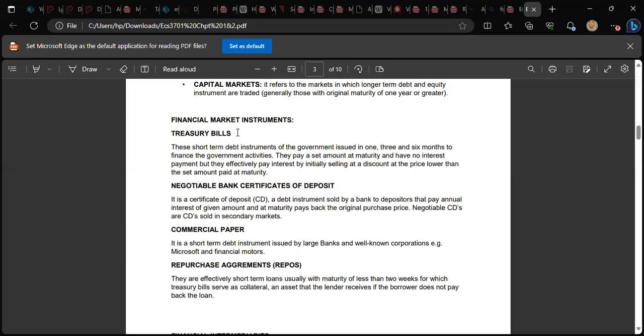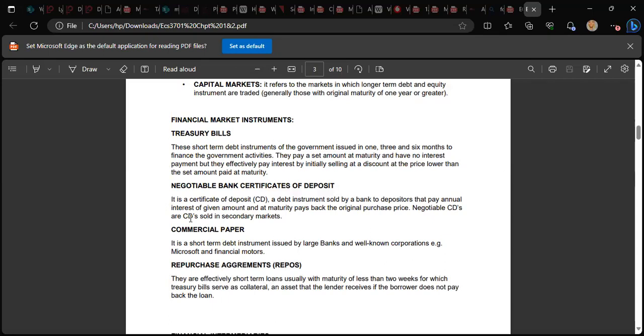And then of course you would have these CDs here, right? Which is bank certificates of deposit. So a debt instrument sold by the bank to a depositor that pays annual interest of a given amount, and at maturity it pays back the original amount. So it also works pretty much the same way as a bond, except that it's issued and it's called a certificate of deposit. So you will realize that these basically work the same way.